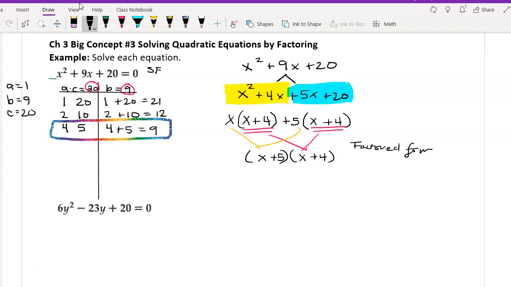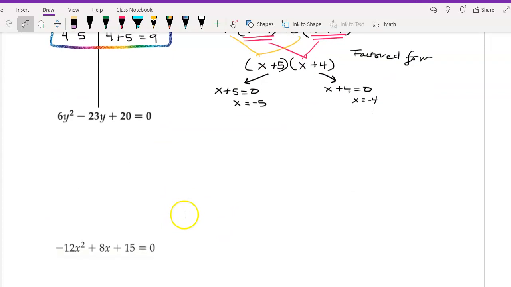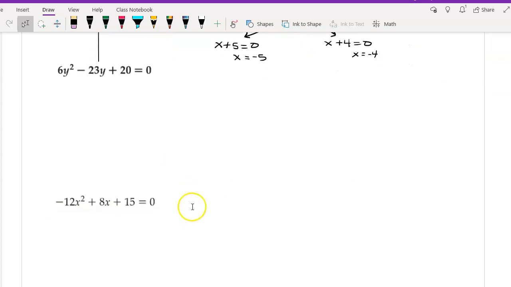But it asked us to solve the equation. So x plus 5 equals 0, and x plus 4 equals 0. So x equals negative 5, and x equals negative 4. All right, we're just going to do 3 more examples because this is very important.